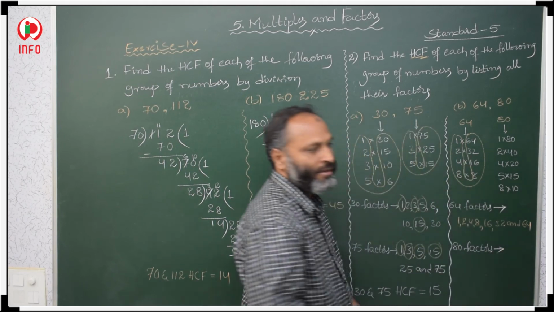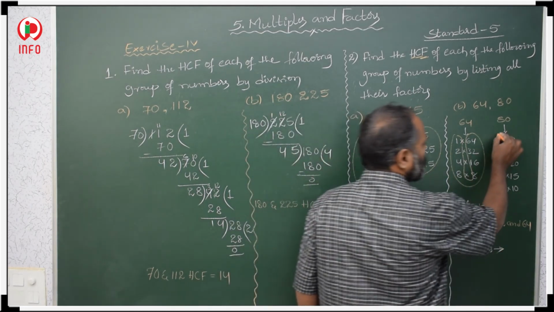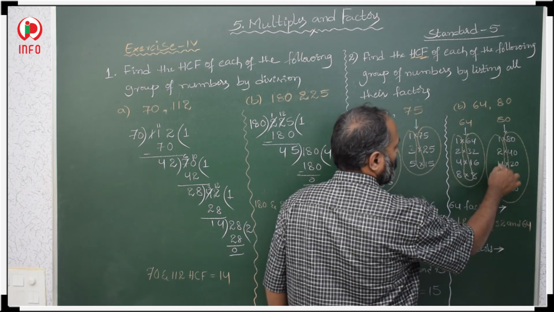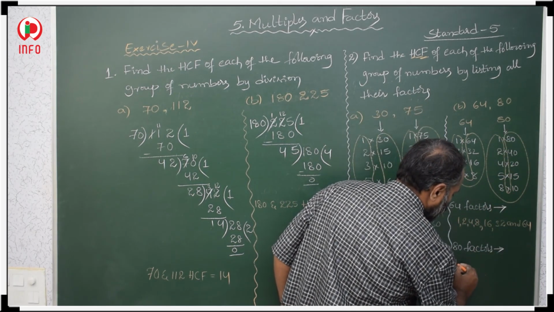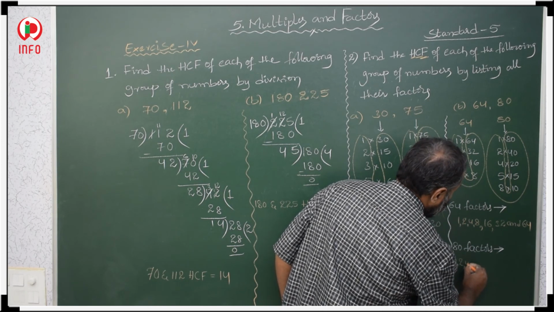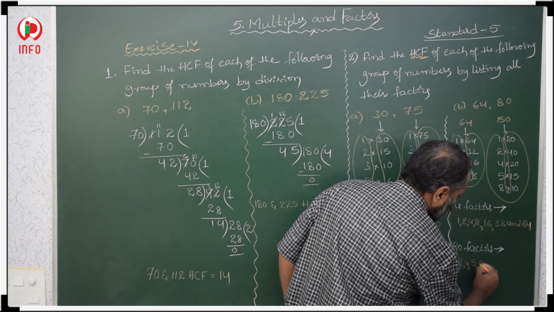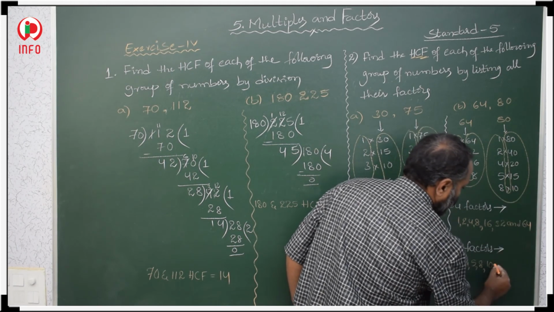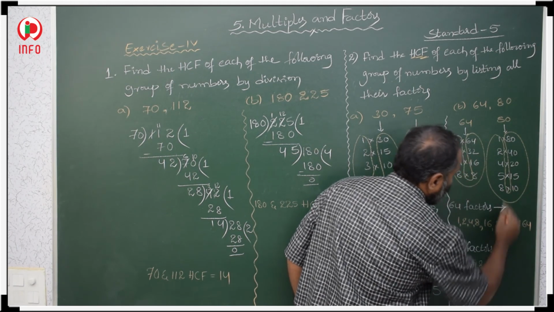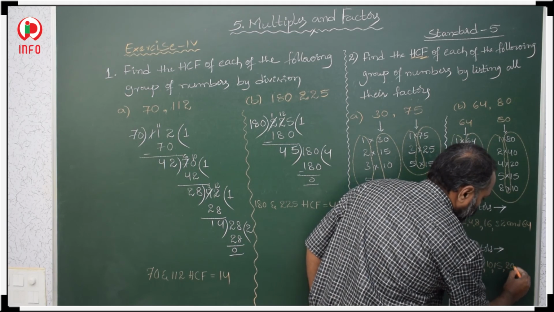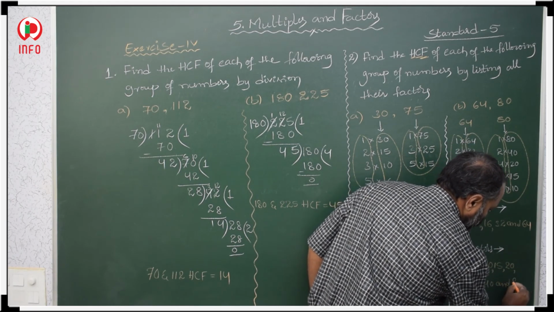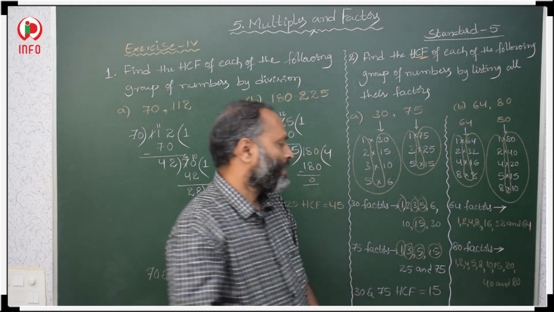Now, 80 factors. What are 80 factors in U shape? 1, 2, 4, 5, 8, 10, 16, 20, 40 and 80. Now, these are the factors of 80.